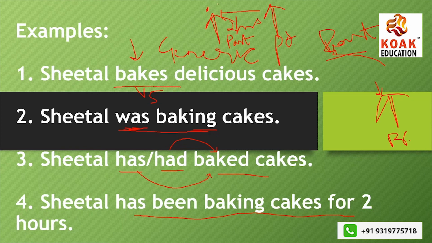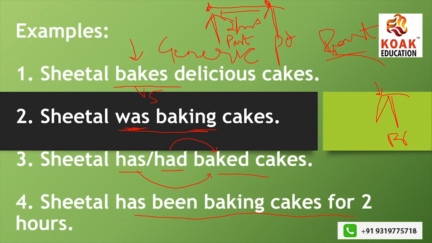2 hours back Sheetal started, and Sheetal has been baking cakes for 2 hours, and still now. Has been baking means it is still in continuation. The action has not stopped. She is still baking cakes, guys. She is still baking cakes. The action has not completed.